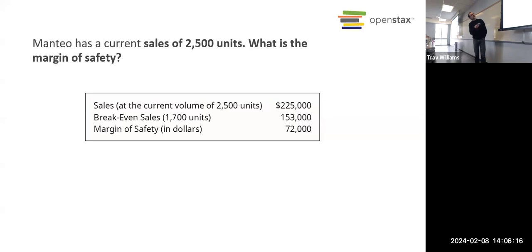Now their current sales are 2,500 units. Remember, they needed 1,700 to break even. So with 2,500 units, this is their sales revenue. Then we could subtract their break-even in sales, which we had from the last screen, and we see that they're selling 72,000 more than they would need to break even. So that is their margin of safety.